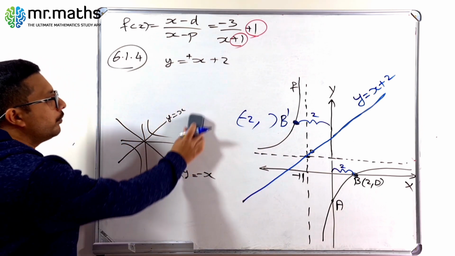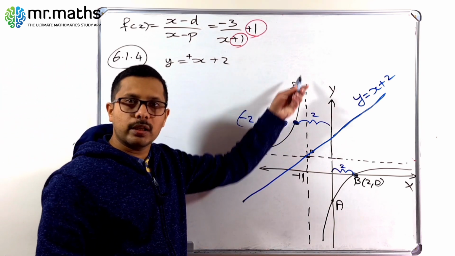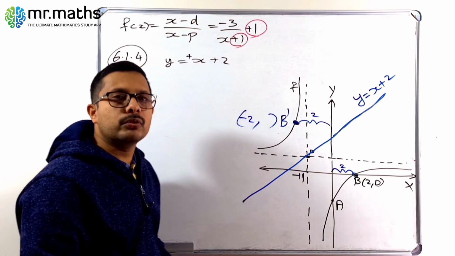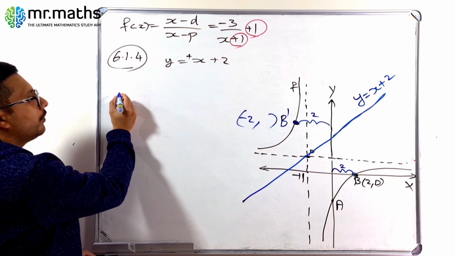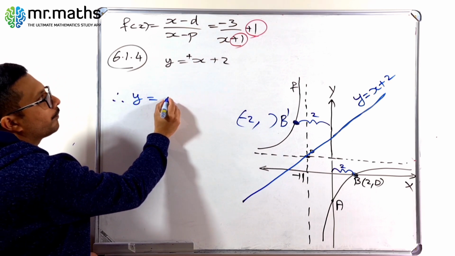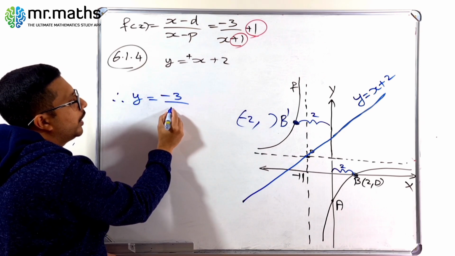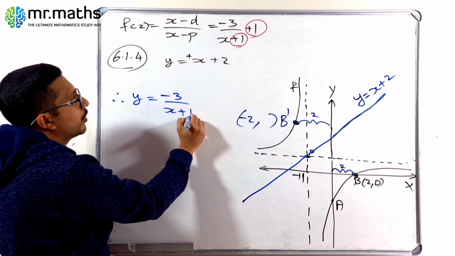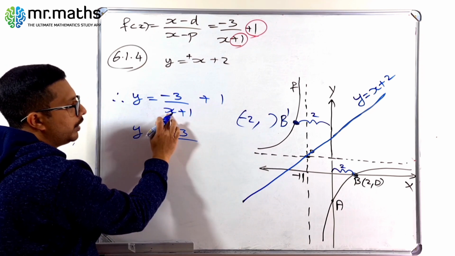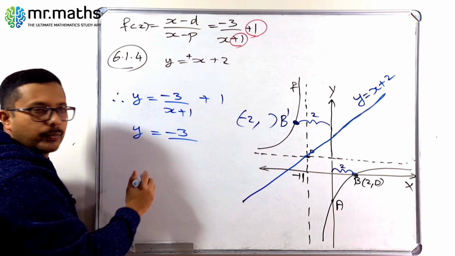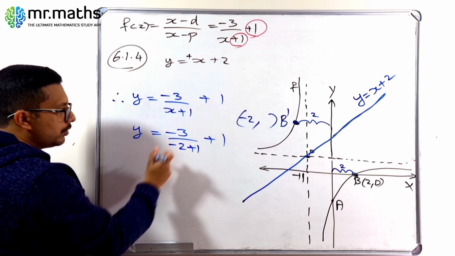Now how can you find the y value? You know that point B dash is a point on this f of x graph, am I right? So we know at that point the x value is minus 2. So you can easily find the y value. Therefore y is equal to, you substitute in the equation of that hyperbola, minus 3 divided by, let me write the equation once more, plus 1. So y is equal to minus 3 divided by, instead of x I am going to substitute minus 2. I want to find the corresponding y value. Okay, so what is the answer?